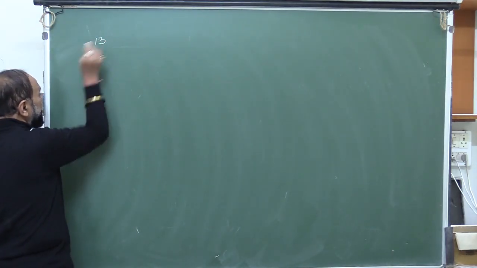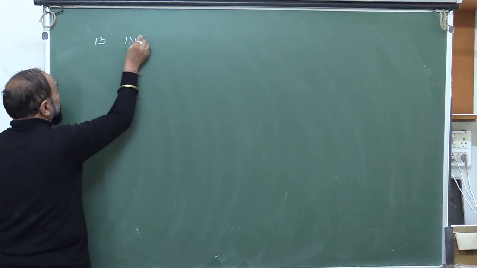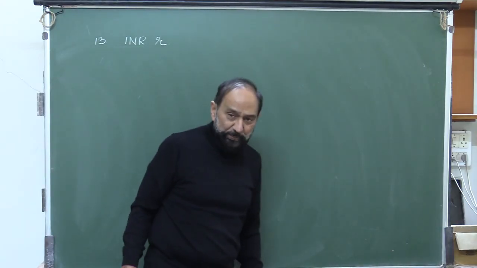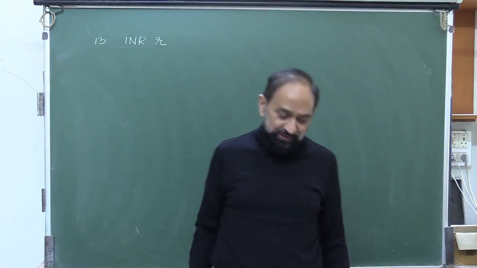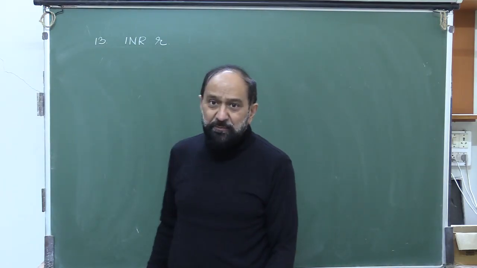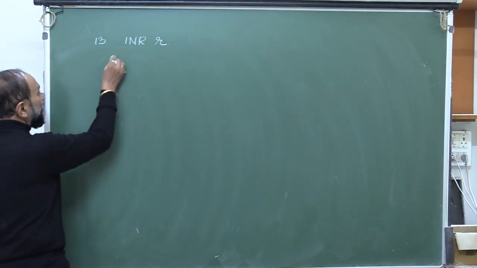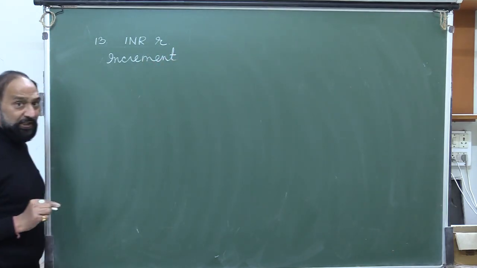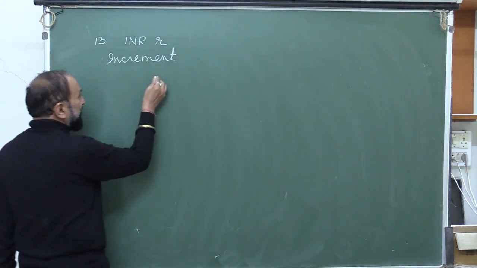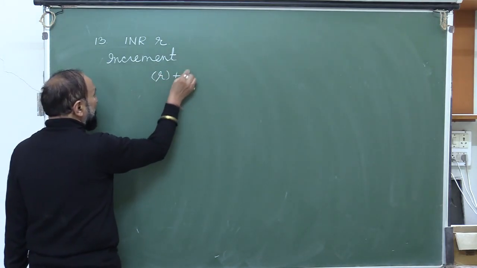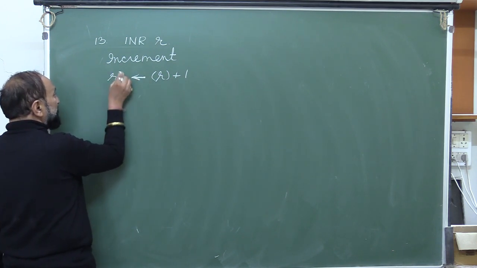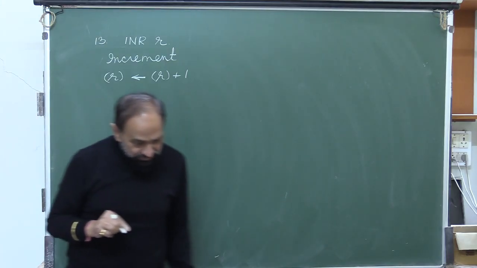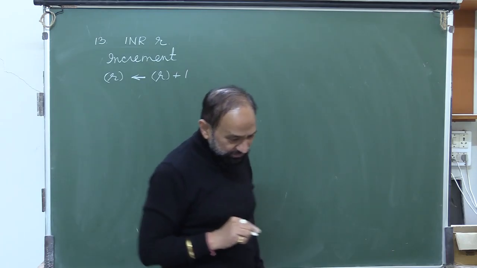The next instruction is increment R. There are a few arithmetic operations where only a single operand is involved. INR stands for increment. Increment R means increment this register R by 1 and store the result back into register R.